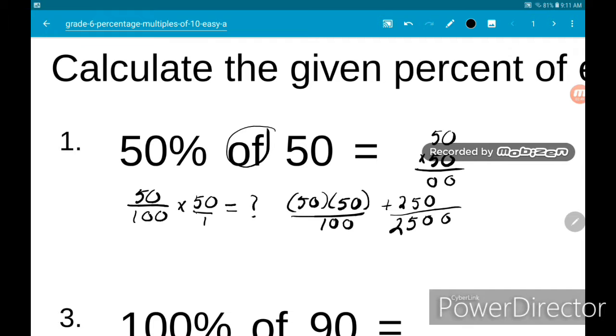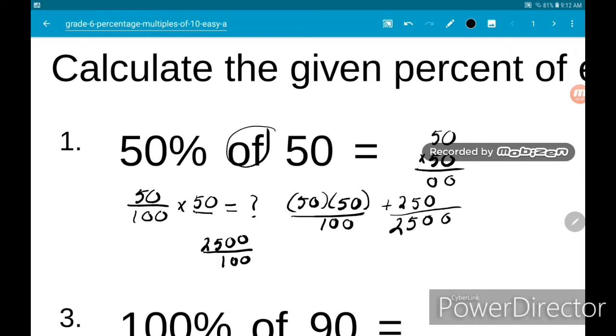We'll do a few. So this one is 2,500. So 50% of 50 is, on the top, 2,500. But that's the top. We multiplied 50 times 50. What's on the bottom? Because we multiplied the 50 and the 50, what was on the bottom? 100. So now we have another division problem. Now it's 2,500 divided by 100.